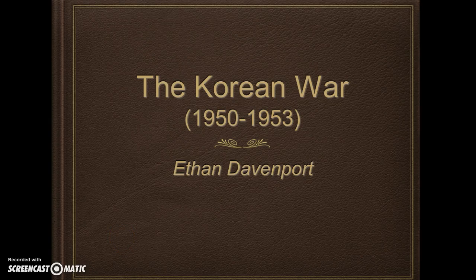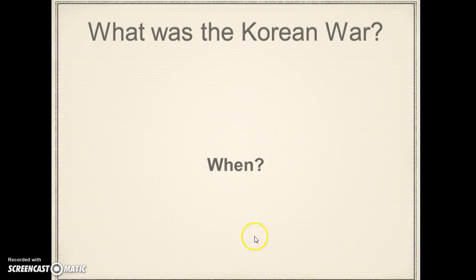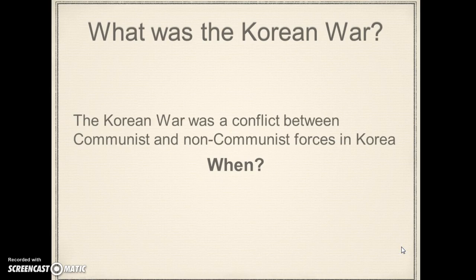The Korean War from 1950 to 1953 by Ethan Davenport. What was the Korean War, you ask? The Korean War was the conflict between the communist and the non-communist forces in Korea. And when did this happen? It happened June 25th, 1950, and it ended July 27th, 1953.